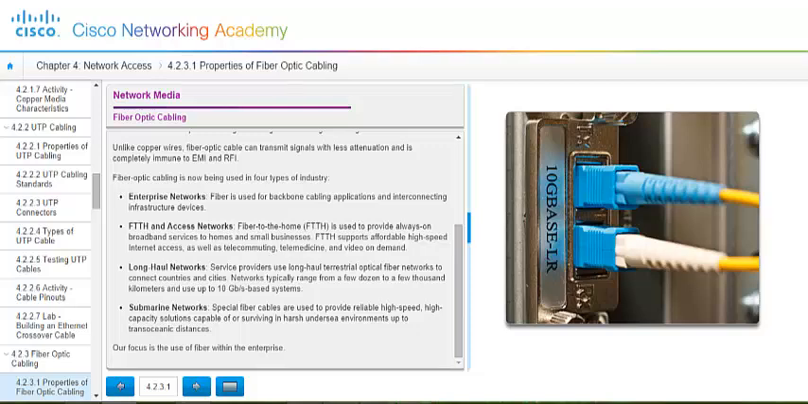You have long-haul networks. These are service providers using long-haul terrestrial optical fiber networks to connect countries and cities. You can run fiber in much longer distances than you can the other types of media. And then you have submarine networks. Those are special fiber optics used to provide reliable high-speed, high-capacity solutions capable of surviving a harsh undersea environment, such as the transoceanic distances.